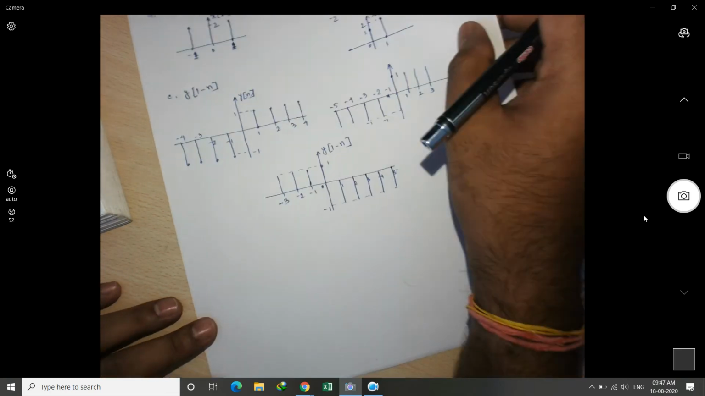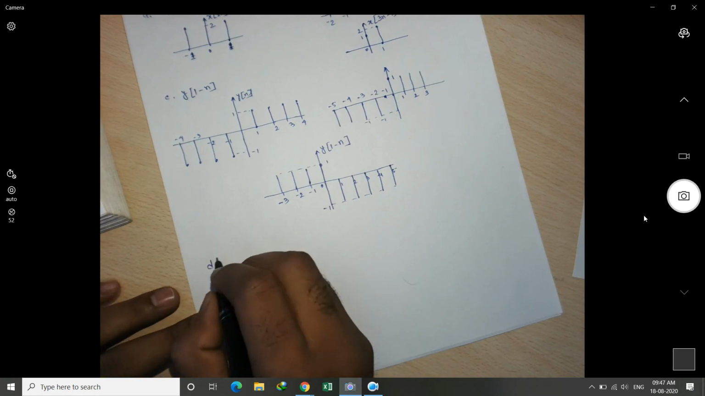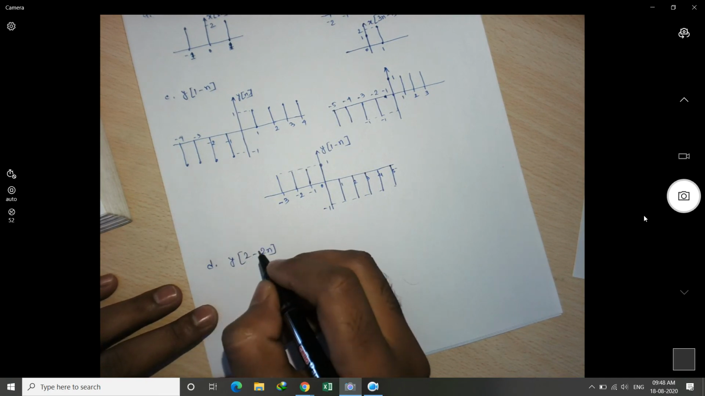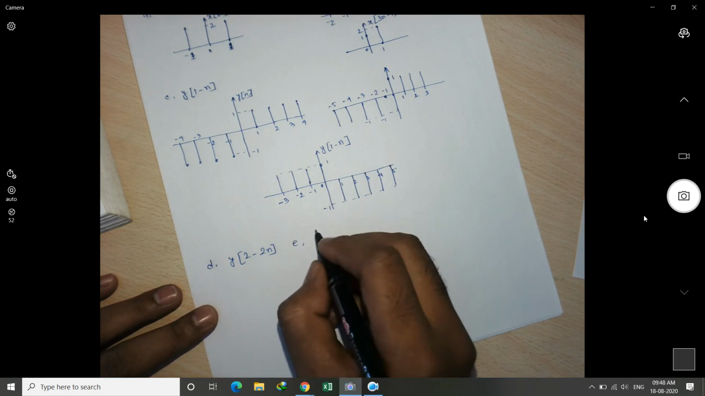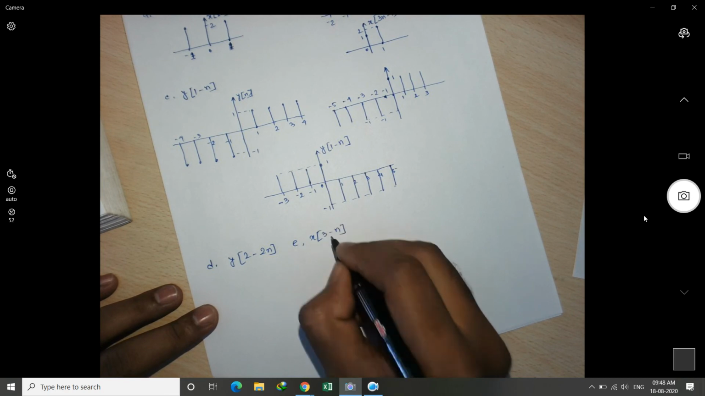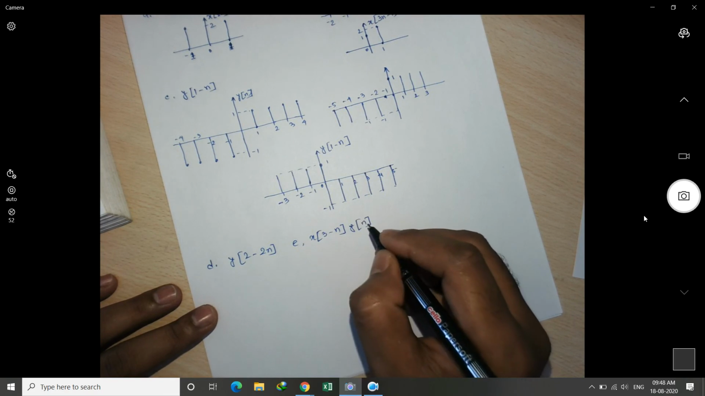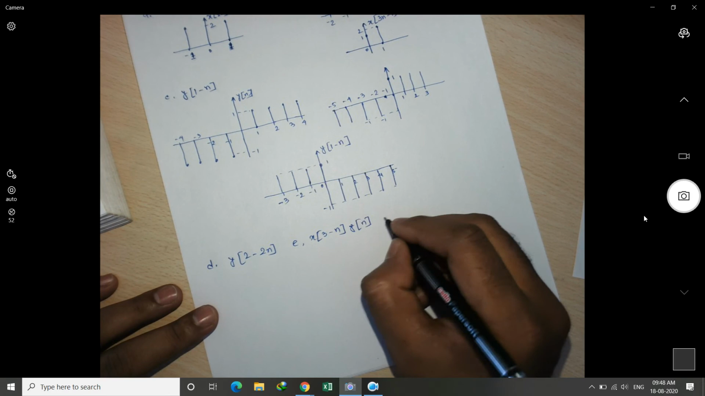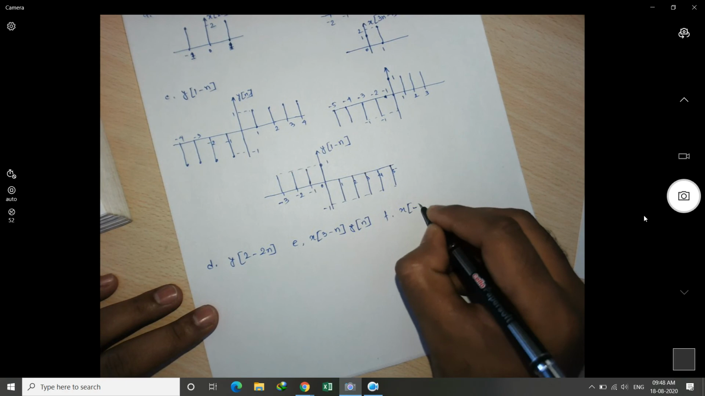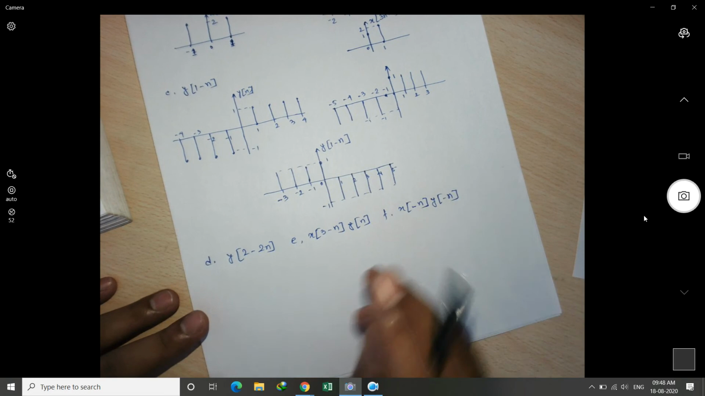So you just go with some problems I'm giving you. y of 2 minus 2s n, then x of 3 minus n into y n, then f is x of minus n, y of minus n. We just go and try to solve.